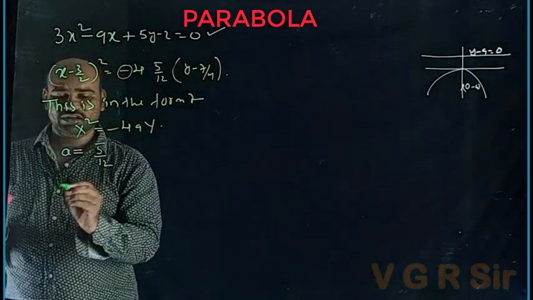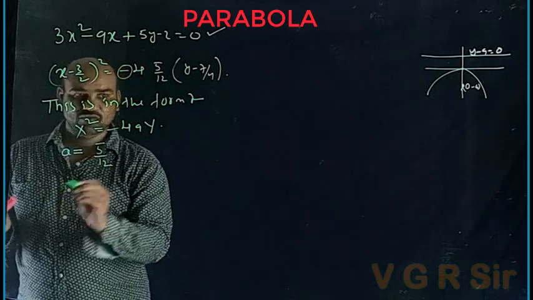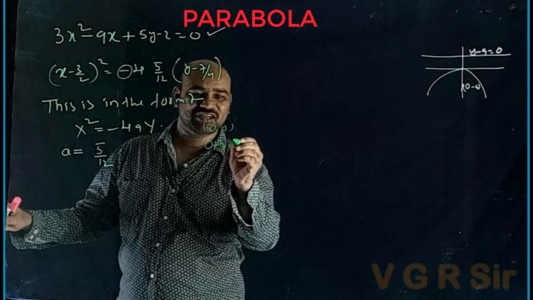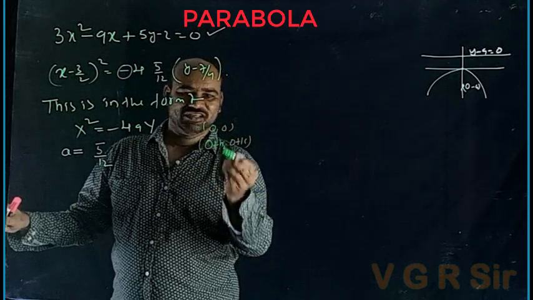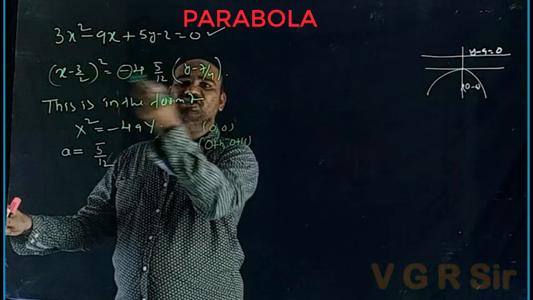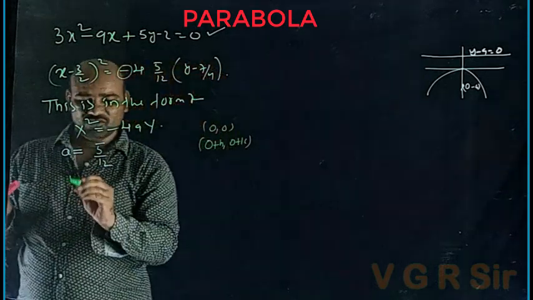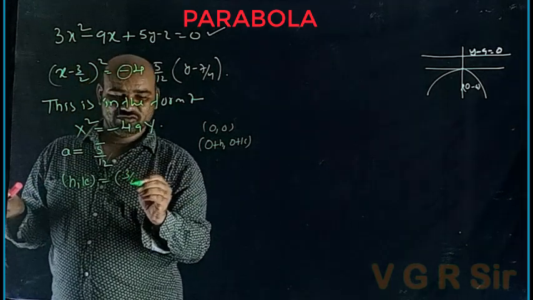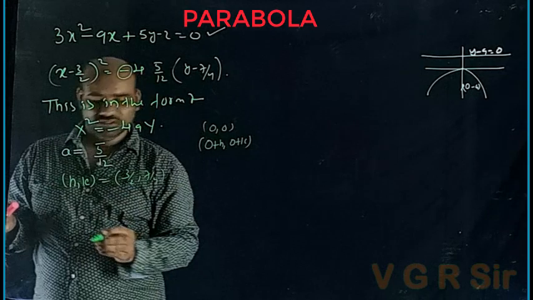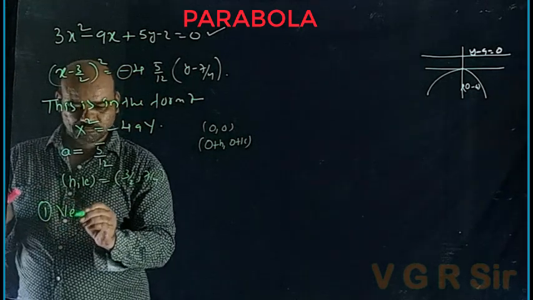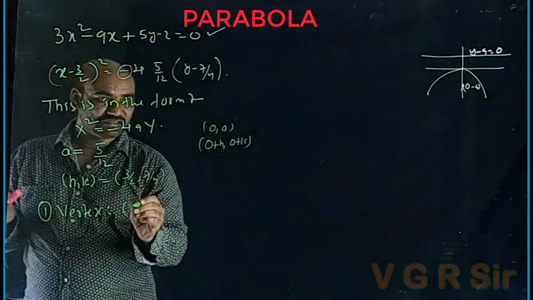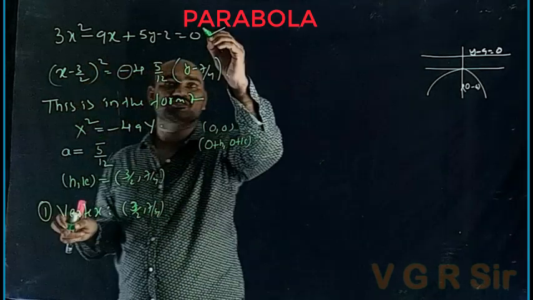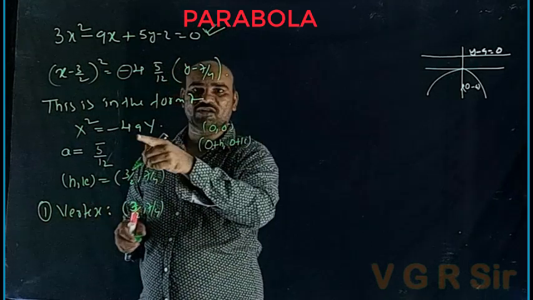First of all, I want to write the vertex. The old vertex is 0 comma 0. The new vertex means 0 plus h comma 0 plus k only. What is h here? 3 by 2, and k is 7 by 4. Just now I explained. Once more I will write it. That is 3 by 2 comma 7 by 4. So first one, the vertex, is 3 by 2 comma 7 by 4. This is the vertex of this parabola, and 0 comma 0 was the vertex of the basic parabola.